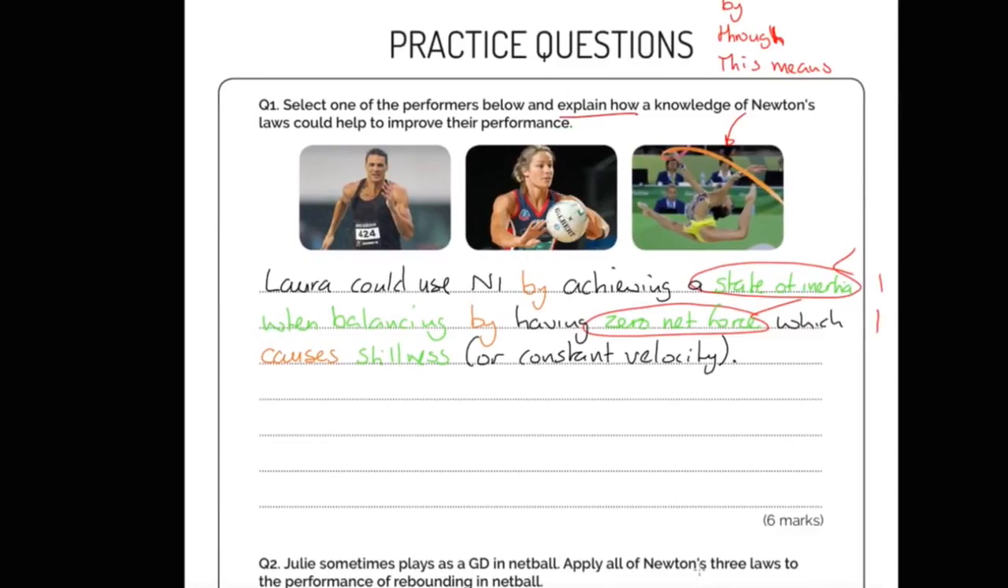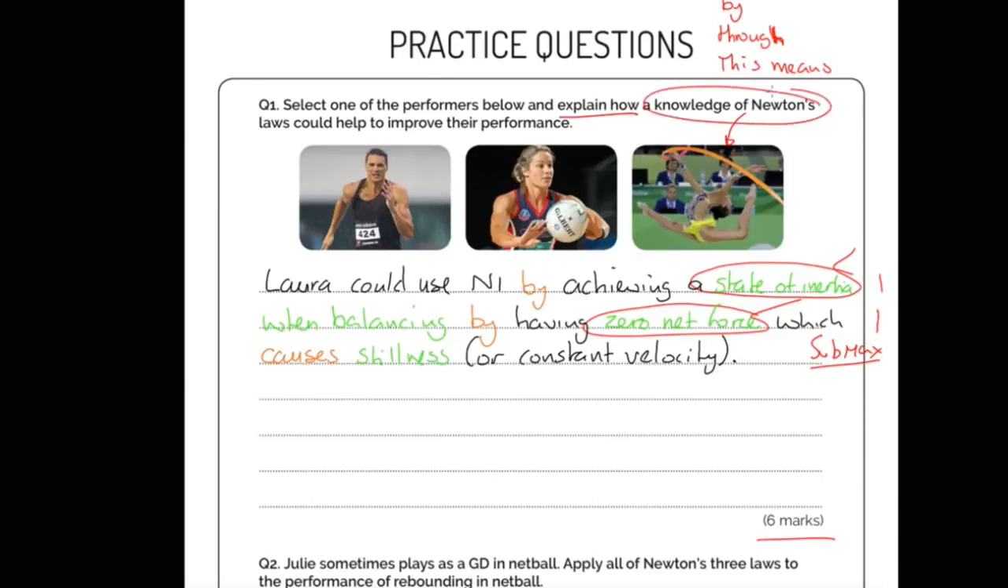She wants to achieve zero net force to get a perfect balance in a handstand or a headstand or whatever. Zero net force. Remember, I'm talking about a rhythmic gymnast here, not just this particular image, which causes stillness or constant velocity. Now, we've got a 6-mark question here. We're probably going to get a sub-max of 2 for each of the laws because we have to apply all of Newton's laws and knowledge of Newton's laws, all 3.